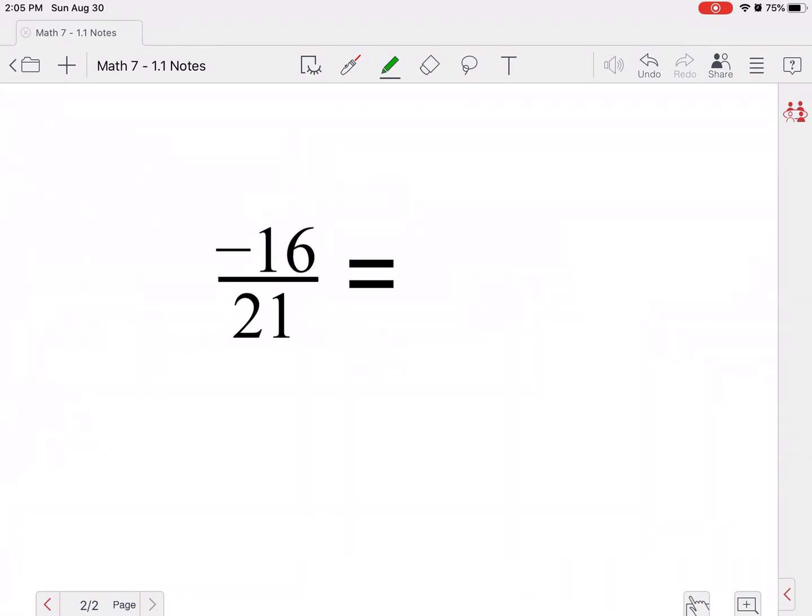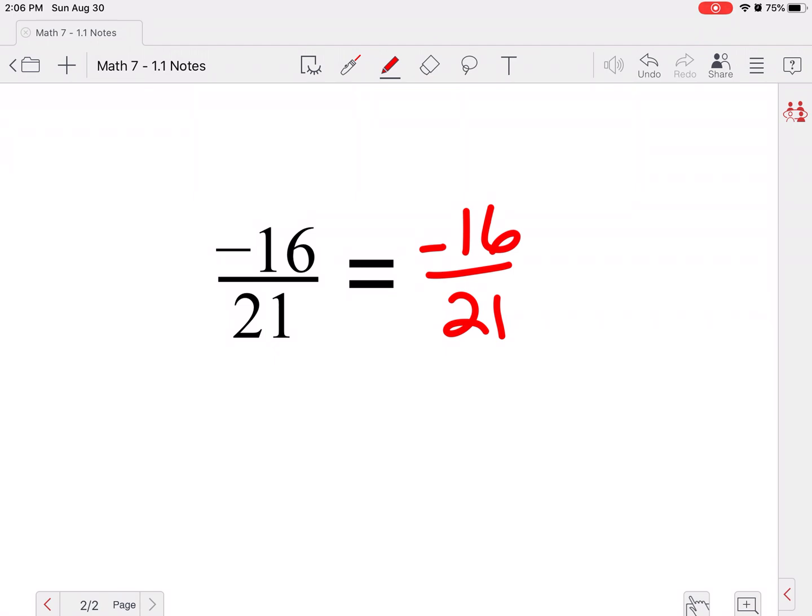All right, let's look at negative 16 over 21. The first thing I'm going to ask is, it's already a fraction, so we're good there, but can it be reduced? Things that go into 16 would be 8, 2, and 4, and those things don't go into 21. So we're just going to rewrite it: negative 16 over 21, and we move on with life.